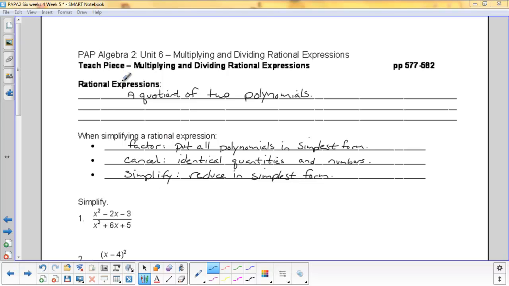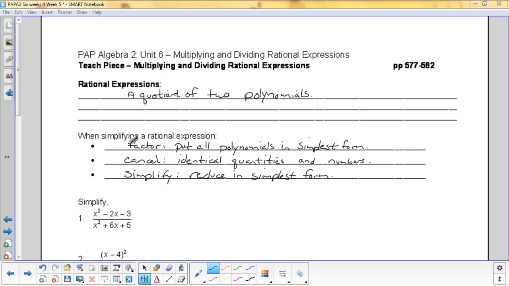Multiplying and dividing rational expressions. A way that a rational expression can be described is the quotient of two polynomials. When simplifying rational expressions, it's important that you follow these steps. They're very simplified steps so that you don't lose track of the way to do it. What you want to do is be organized and structured every single time.